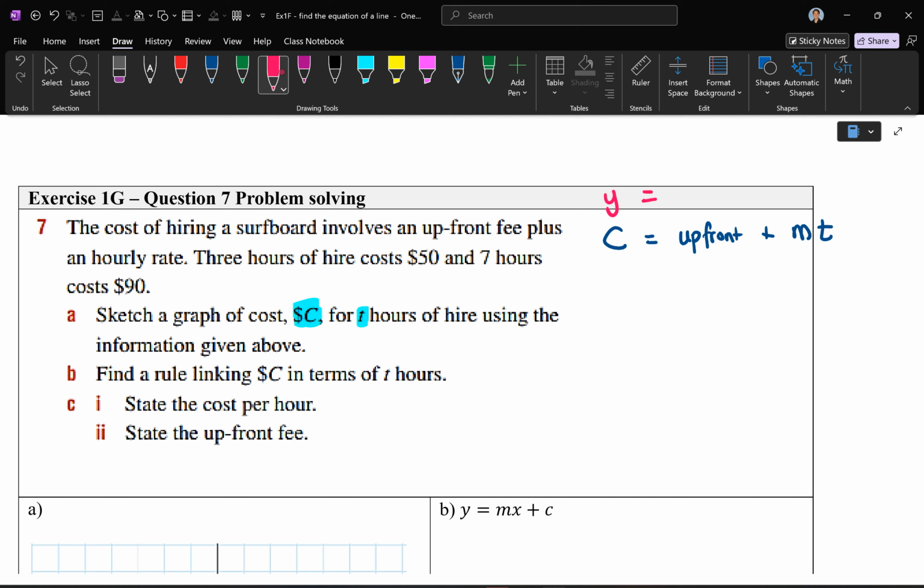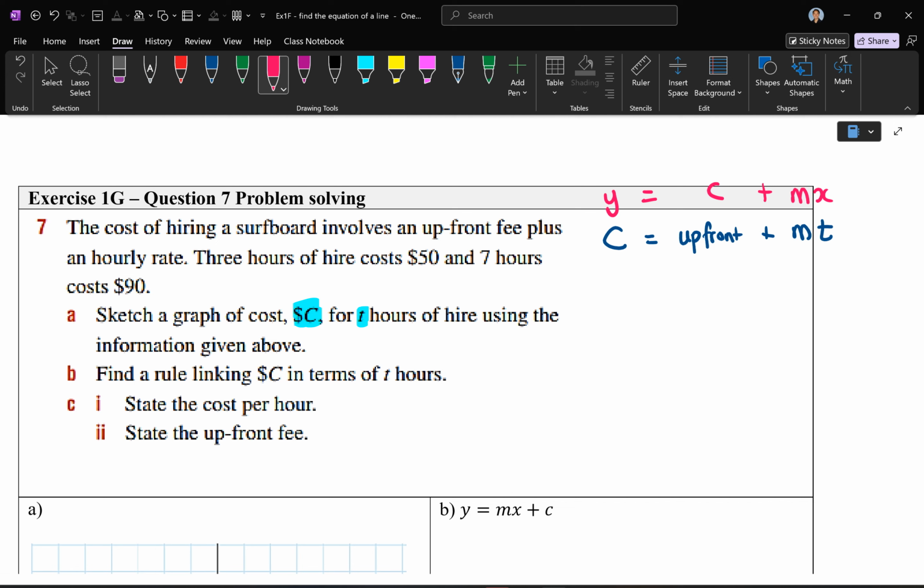Y is equal to, this is your mx, and this is your c. C is static. That is the starting point. Your y-intercept is usually on the y-axis. It's your starting point, so it's your upfront fee. We don't know what the rate is, and the rate is rise over run. It's rise per run. Well, this is cost per hour. It's the same thing. Speed is the same: 60 kilometers per hour is a rate. M is your rate. T is the actual time you want to hire.